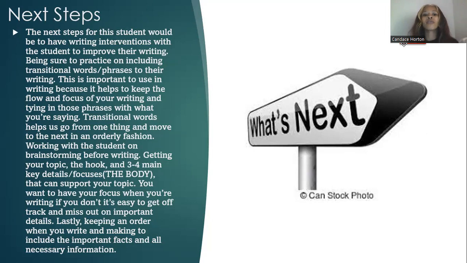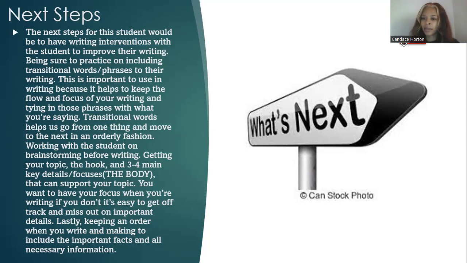And when you tie in those phrases, what you're saying, it helps you go from one thing and move to the next in an orderly fashion. And like I said, it's keeping it focused. It's keeping a sequential order. So that's why it's important to work with your students on brainstorming before writing. So I would do this with her because I said one of her weaknesses was the body. She needs to develop that body.